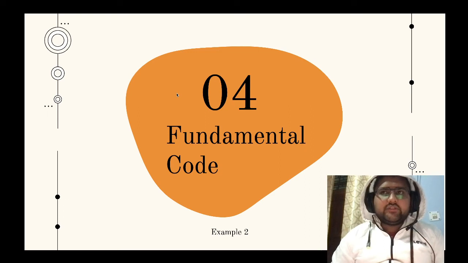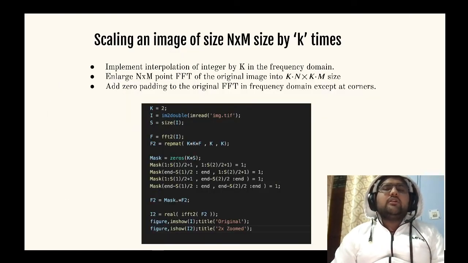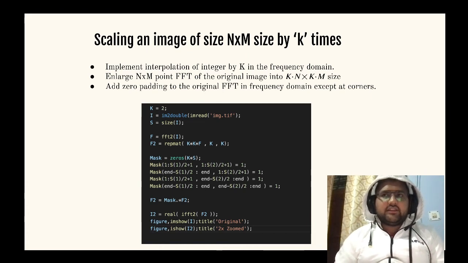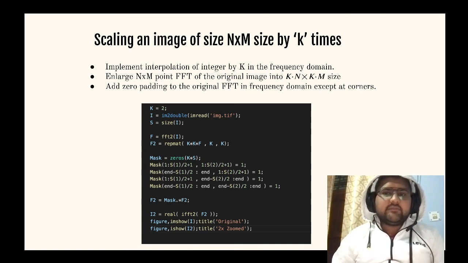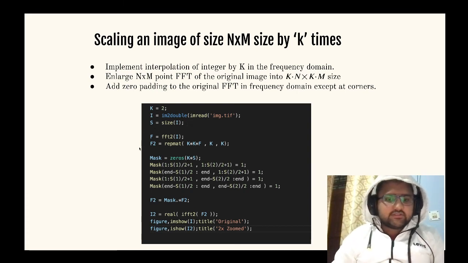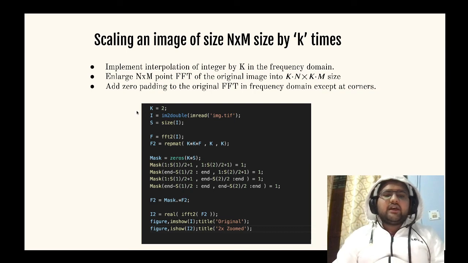Now I'll be going with example number 2, where we say that I have an image of n cross m size, and I have to scale it by k times. How does it really happen with the code? I'll show you in MATLAB. This is the MATLAB code. Say I have to double it.